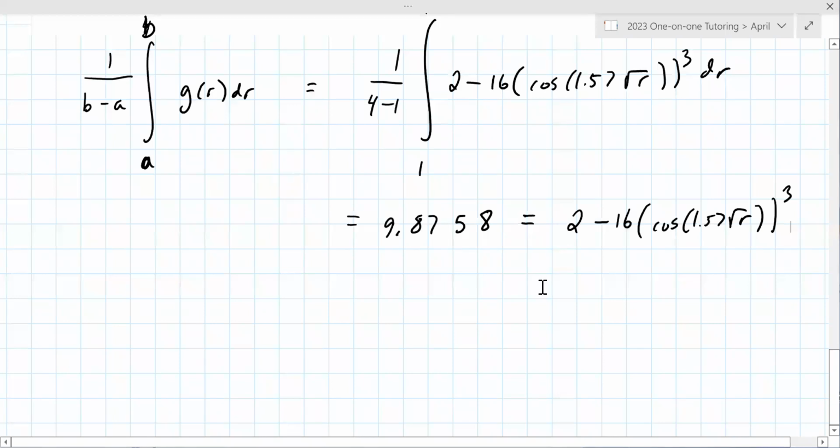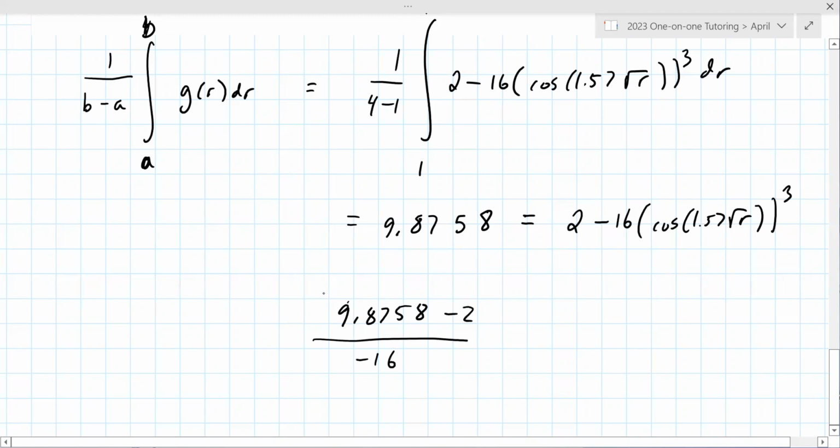No chain rule, there are no derivatives. This is just manipulating the equation. It's subtracting 2, dividing by negative 16, taking a cube root, then an arc cosine. You just have to subtract the 2, divide by 16, take the cube root. Right, so you're going to do it by hand, and that's fine.